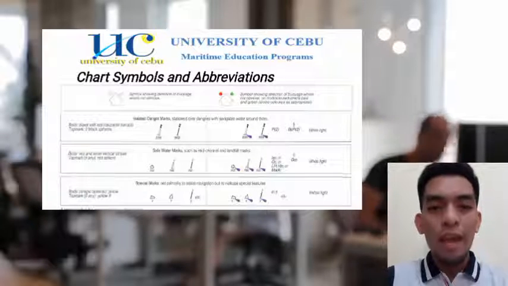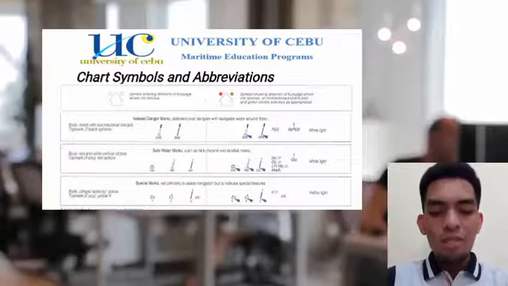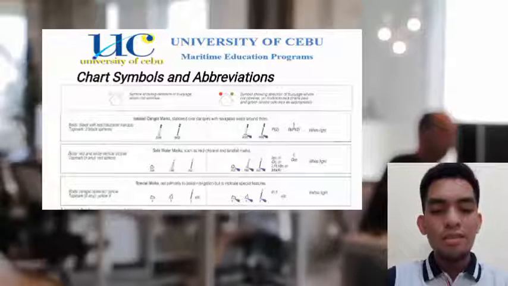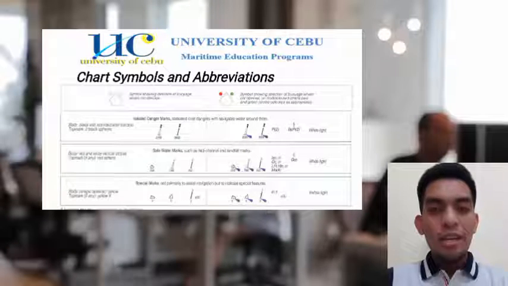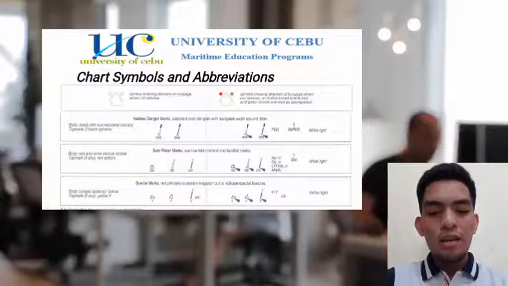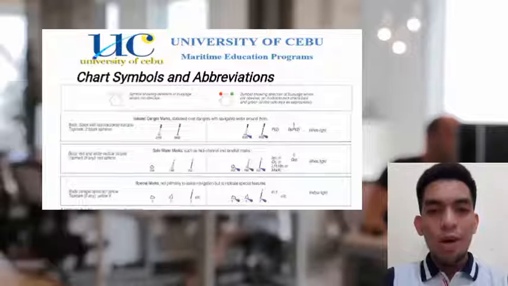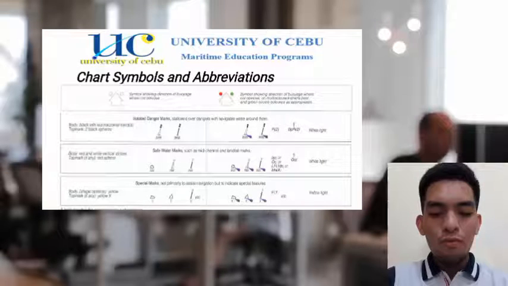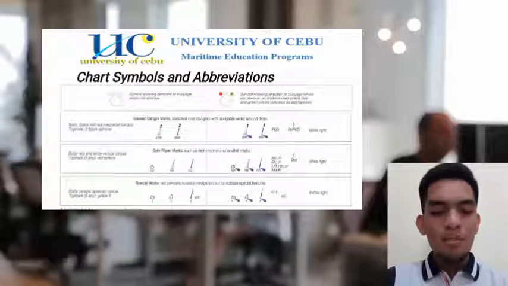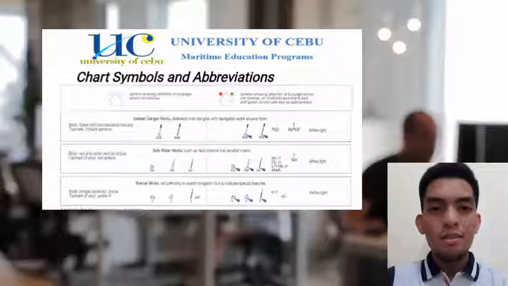And last but not the least, under special marks, not primarily to assist navigation but to indicate special features. Each body is optional yellow, and the top mark, if any, is a yellow X, with a group of 4, 5, or exceptionally 6 flashes, yellow lights. That's all. Thank you, sir.